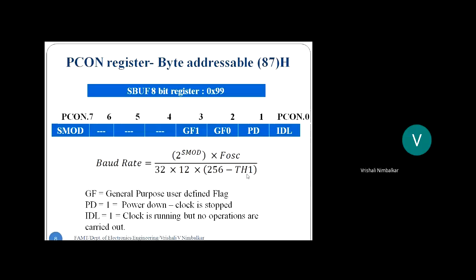Look at what is done: 256 minus TH1. That's again an indication, because something is getting subtracted from the highest count, 256. 256 means it's an 8-bit timer counter. So during serial communication, we will also require timer 1 operated in mode 2, 8-bit auto reload mode, for generating that baud rate, a fixed frequency square wave. And another term is 2 raised to SMOD.